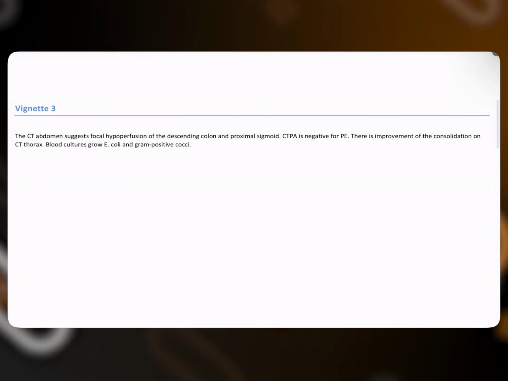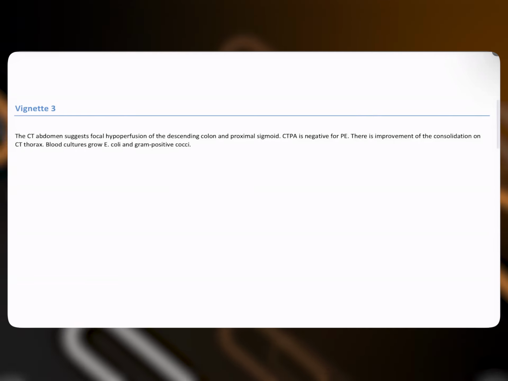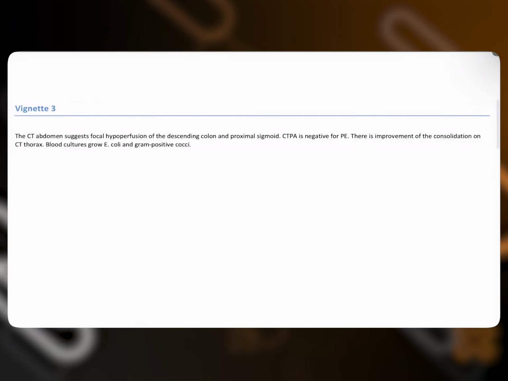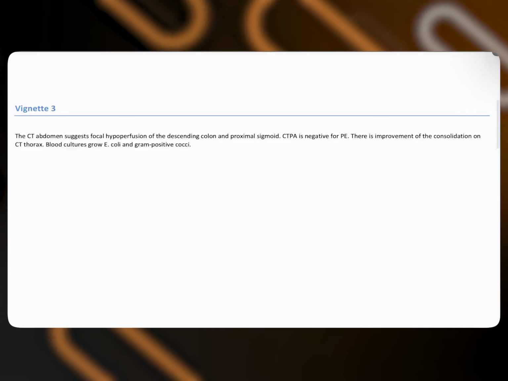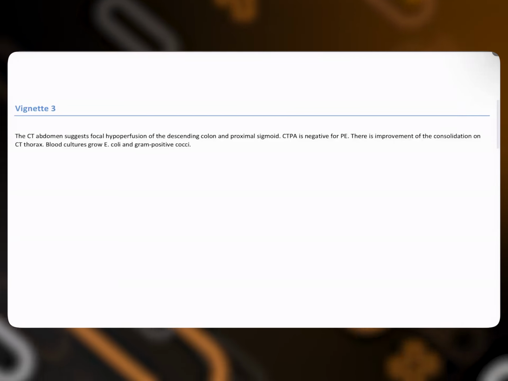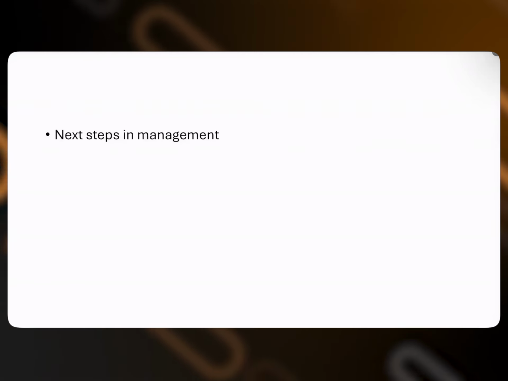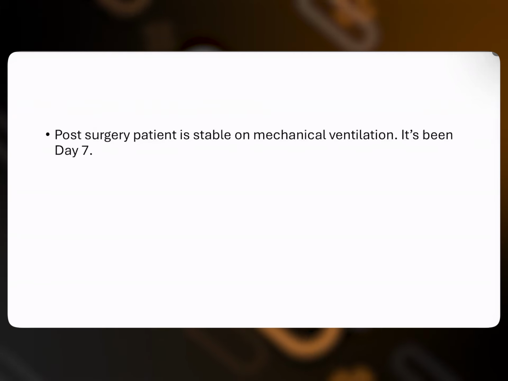Post-op patient, focal hypoperfusion of descending colon, proximal sigmoid, patient is deteriorating, 70% O2 requirement, lactate rising, noradrenaline requirement rising. There is no scope to wait. Not in the ICU, real life ICU, not in this exam. So surgical opinion, preparation for laparotomy. That is the answer. And the antibiotics.